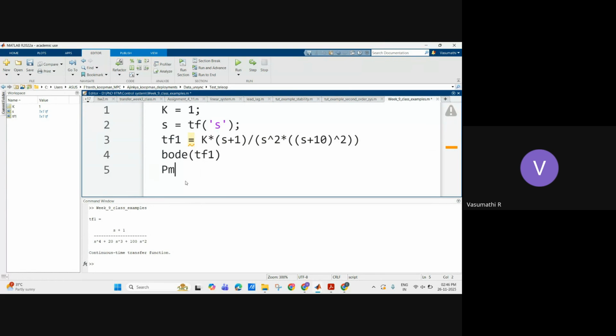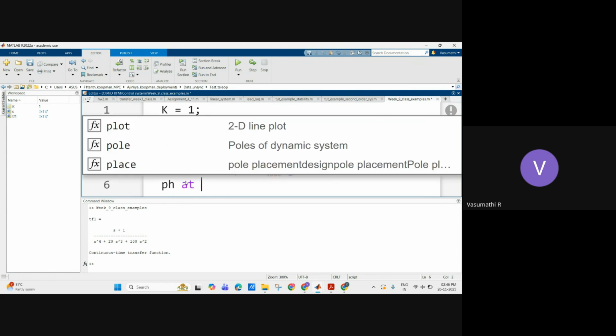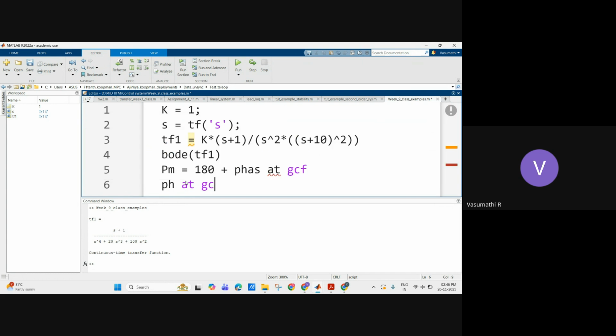Usually your phase margin formula will be equal to 180 plus the phase at the gain crossover frequency. So now we want to find the phase at the gain crossover frequency. So it should be minus 180 plus your phase margin, whatever has been asked in your question. The phase margin is 30, so the overall should be minus 150 degrees.